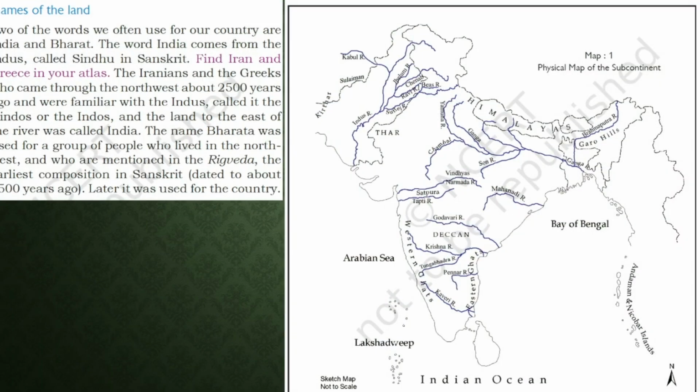Now the next theme discusses the name of the land, how this name was given. You know that India has the word Bharat. The word Bharat comes from the Bharata clan, which is mentioned in the Rig Veda. So this Bharat we get from the Rig Veda.